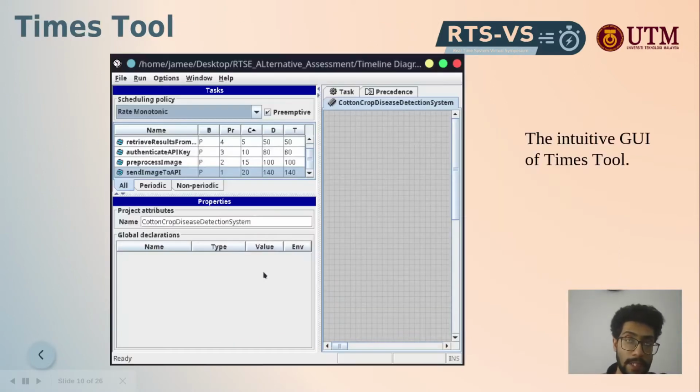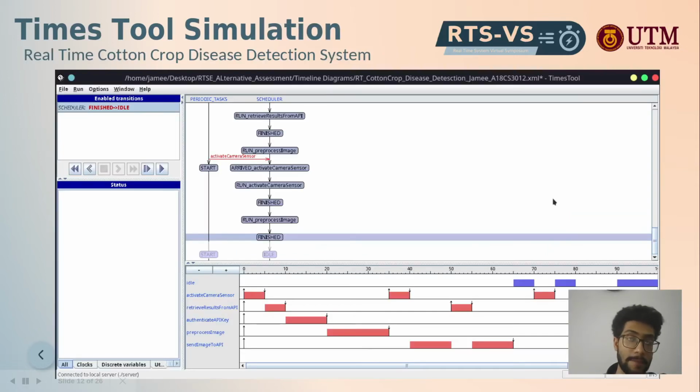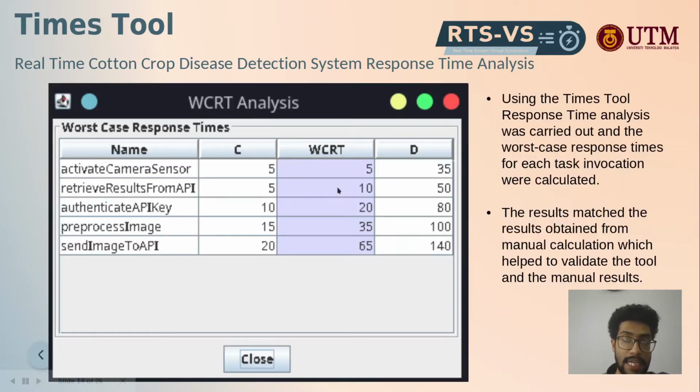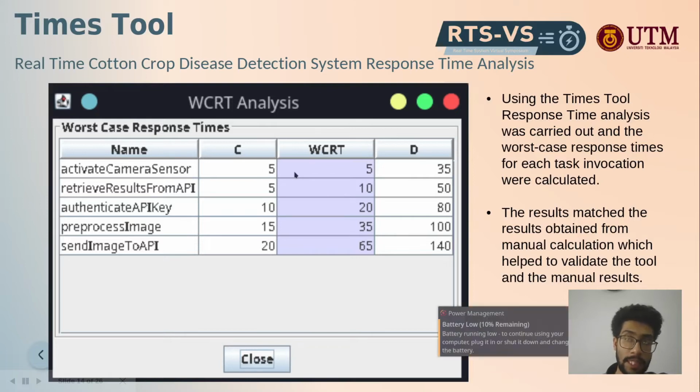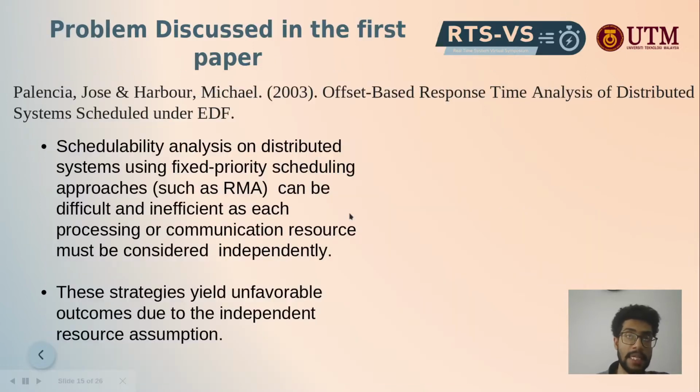This is the Times tool, and here all the tasks are inputted with their corresponding computational values, the deadlines, and the time periods, and the simulation is run, and this is the simulation model that is obtained. Here is a closer look. And after that, the worst case response times are also calculated here, and we can see the values for worst case response time here. So the problems: two papers were discussed before.